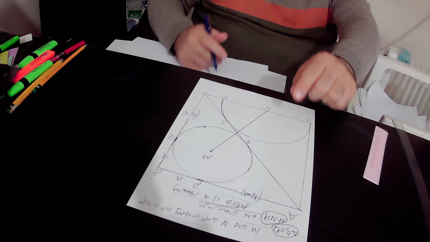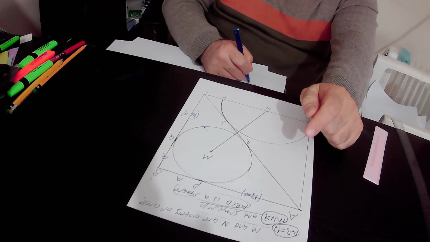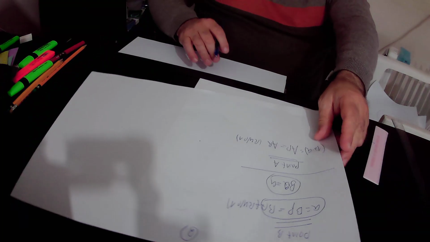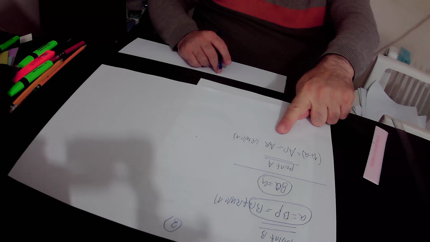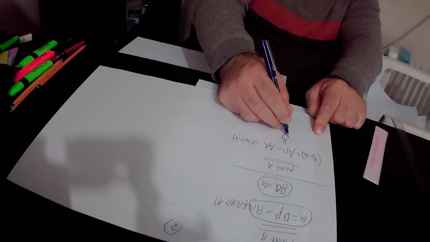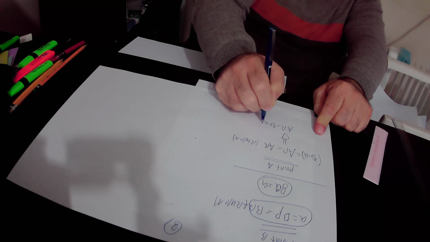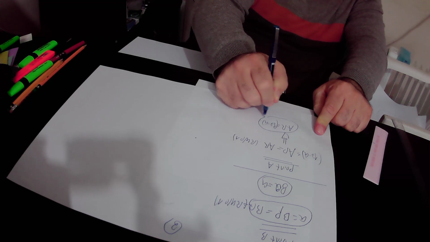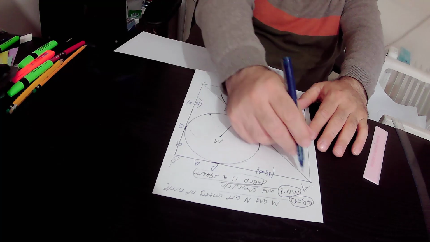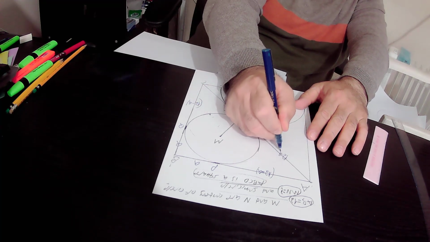But we have already found out that AP equals 12 minus A. So from this equation, 12 minus A equals AP equals AR, we will derive that AR is also equal to 12 minus A. Here we can write down that AR equals 12 minus A units.